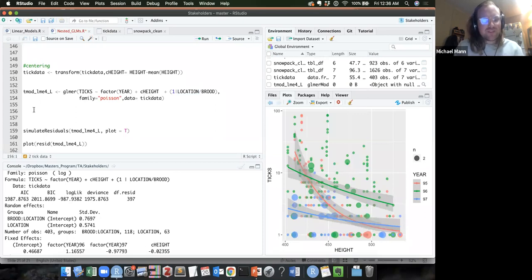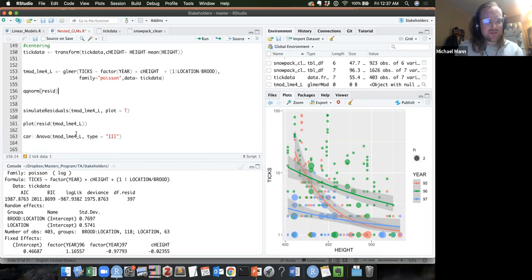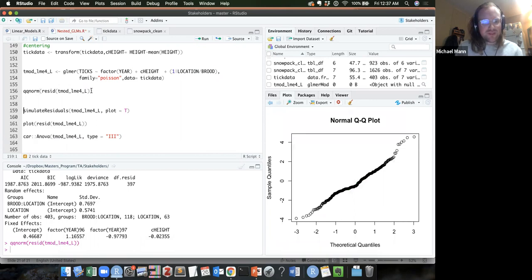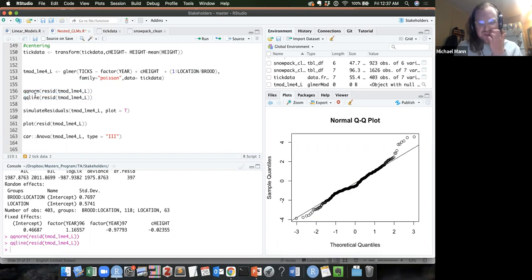Just to show you, let's look at the QQ norm of the residuals of this model, to see what it would look like if we assumed it was normal. It might actually fit kind of well. Let's see. Yeah, it diverges a little bit, but it wouldn't be too bad.